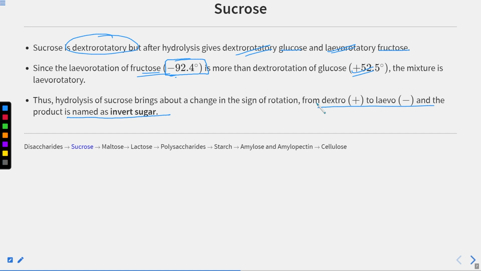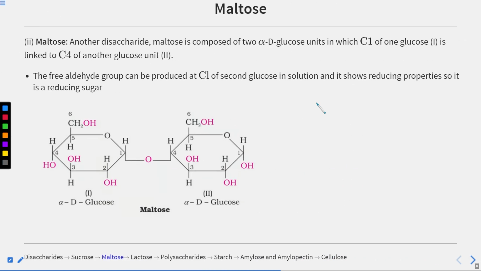Now let us move to the next example, that is maltose. This is another disaccharide. If you see the monosaccharide units that are used to make maltose, both of the units are the same. This is alpha D glucose and this is also alpha D glucose. And what kind of linkage can we see here? We can see a linkage of C1 C4. So we have the C1 carbon attached with the C4 carbon.